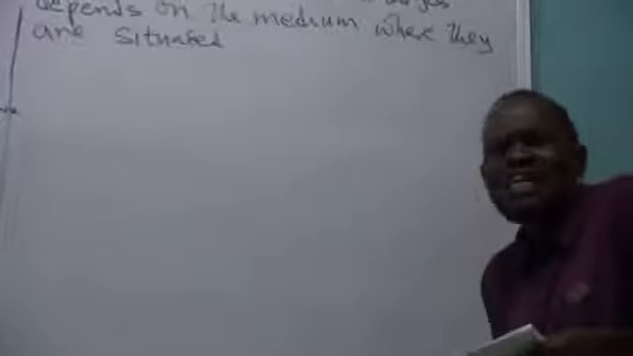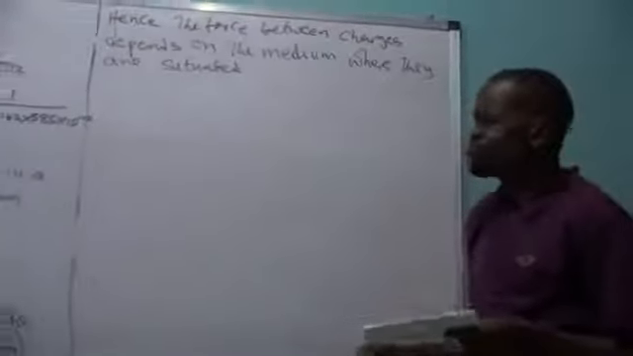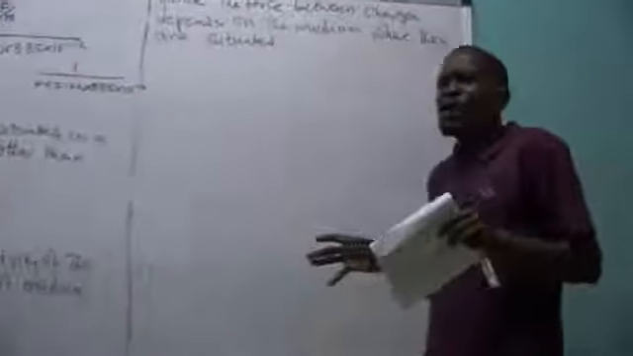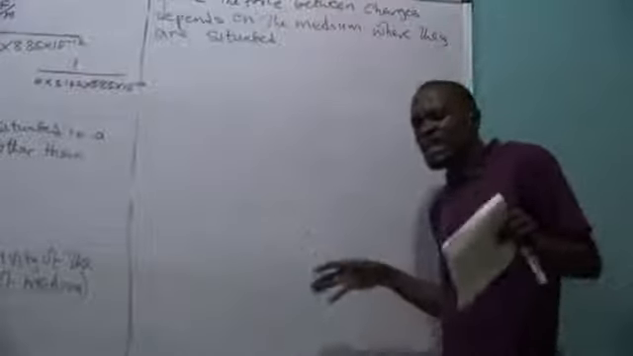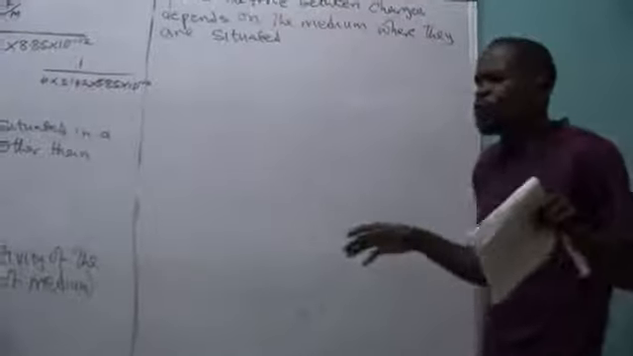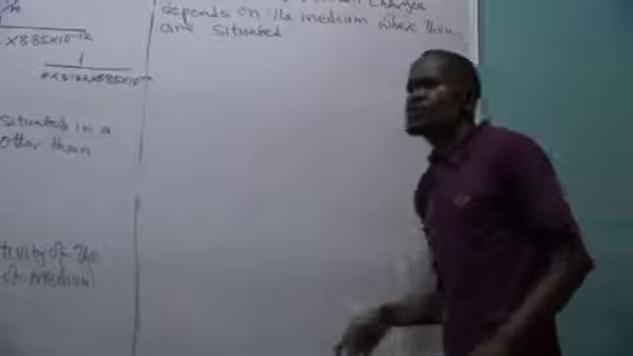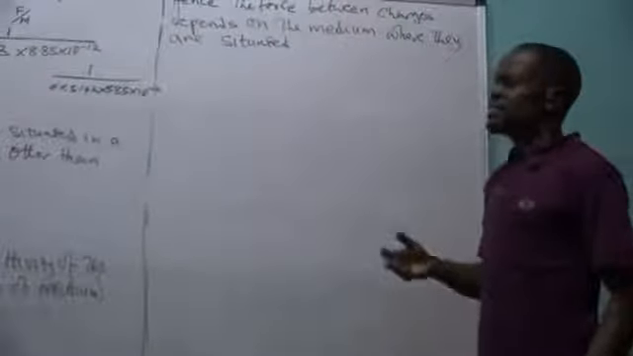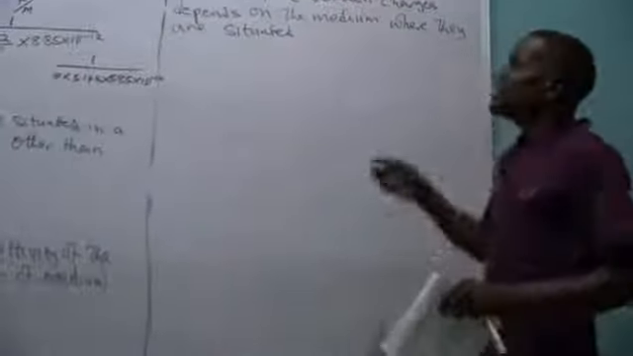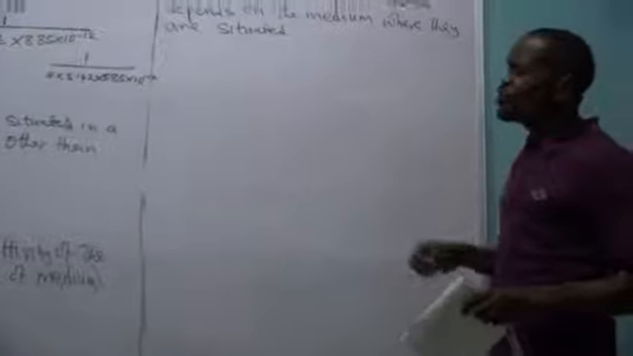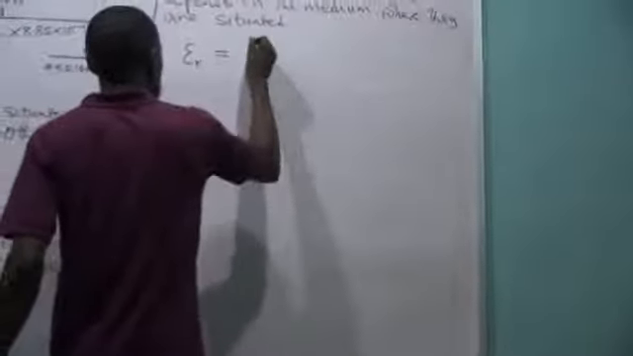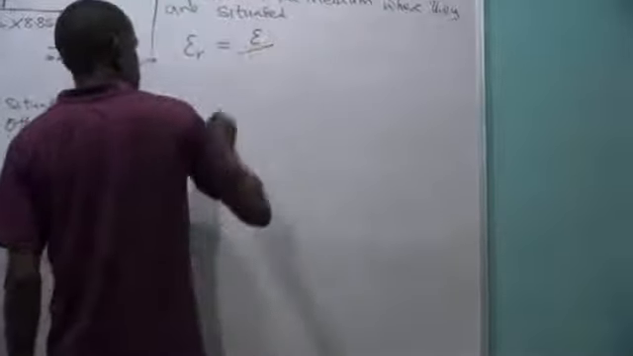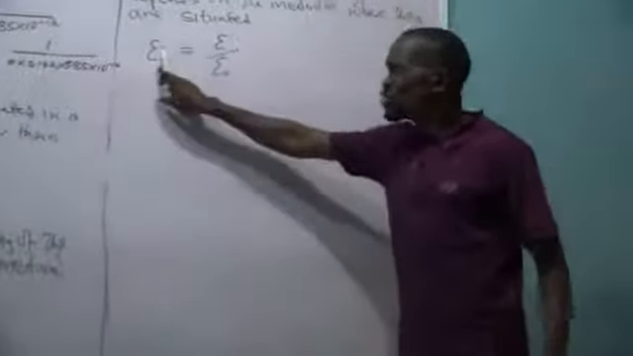Let's see the effect of where they are situated. If it's in air, that becomes our reference point. When I was in air, I was free to move. But when I was in water, there's some little distraction. So air becomes a perfect medium to operate. Then let us see the deviation from air by using another medium. We say that epsilon R is equal to epsilon over epsilon O. This one is the effect and this one is the constant.